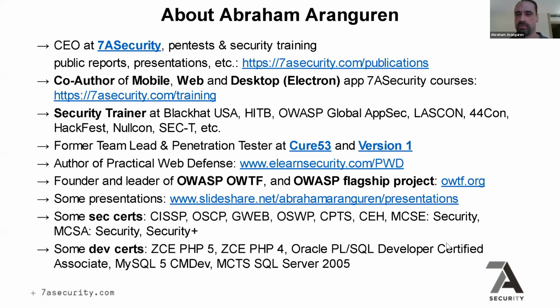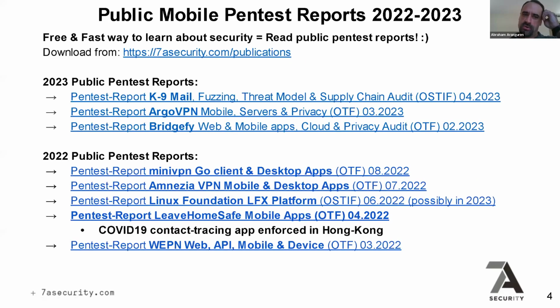I know it has to be working in production on Friday, for developers, and I know the frustration from security professionals: why are you not fixing my vulnerabilities? We'll talk more about public pen test reports, but just go to 7asecurity.com publications, where you can download a lot of public pen test reports. You just click and get the PDF. This is a fast way to learn about security without paying anything, right?